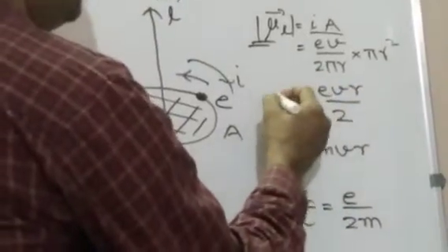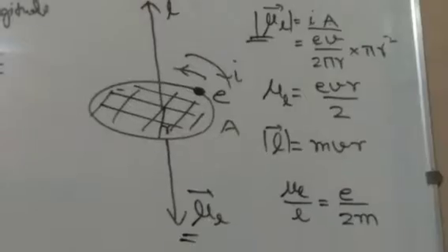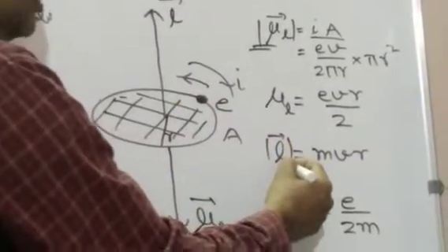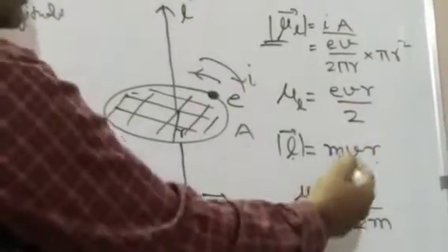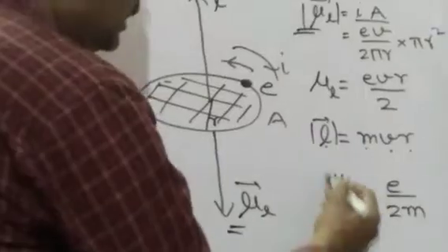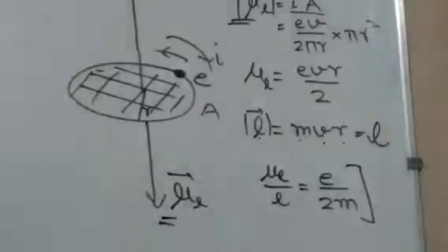So what will be mu L? Mu L will be evr upon 2. Similarly, when a particle is moving in a circle, it has orbital angular momentum, which is mvr. V is the velocity, r is the radius, and m is the mass of that particle. Taking the ratio mu L upon L, where this is L, we get e upon 2m.